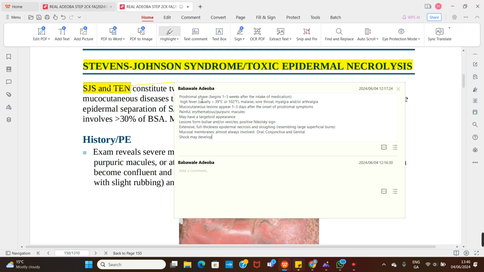Then 1 to 3 days after these constitutional symptoms of the high fever, the malaise, the arthralgia, the mucocutaneous lesions will now start appearing. So they usually have painful erythematous or purpuric macules. So purpura is like bleeding into the skin, like big bleeds, more than a petechial rash, you know, into the skin. So you have these painful erythematous purpuric macules in the skin. Then they will start evolving. Some of them can evolve into targetoid lesions.